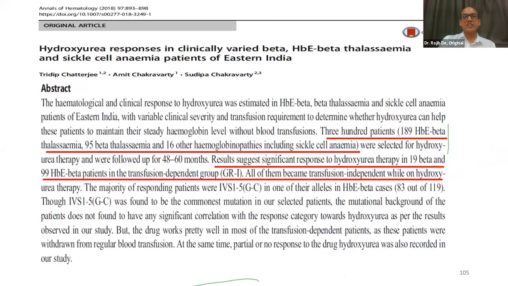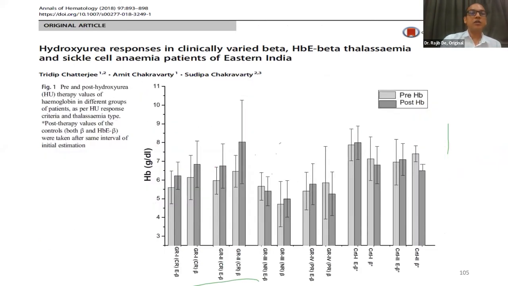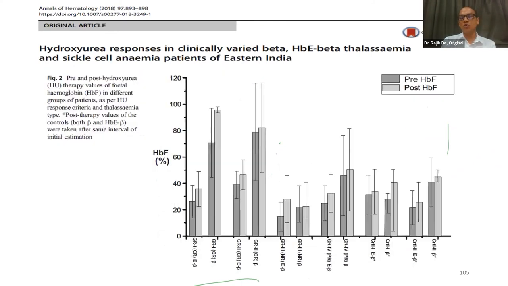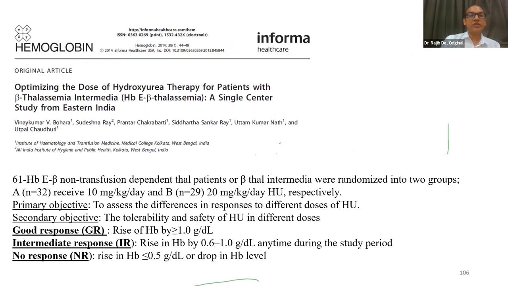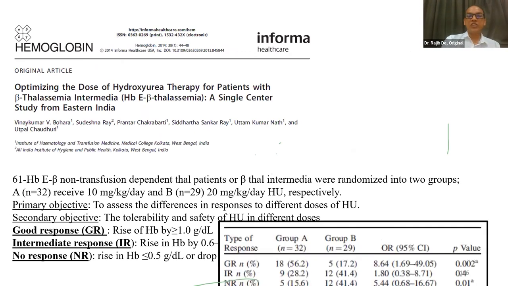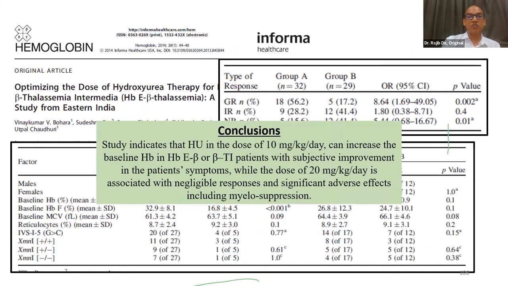And a lot of studies have shown the benefit of hydroxyurea, in thalassemia patients also. We have done a few studies in our center in Kolkata, which showed that hydroxyurea induces HbF as well as hemoglobin concentration, but there is no linearity between the HbF induction and hemoglobin increase. It was statistically significant, and this OPTIMAL study is a very landmark study. This landmark study also showed the benefit of hydroxyurea in thalassemia patients.